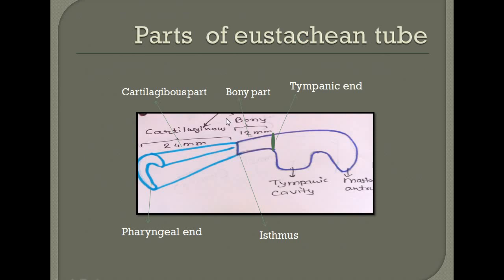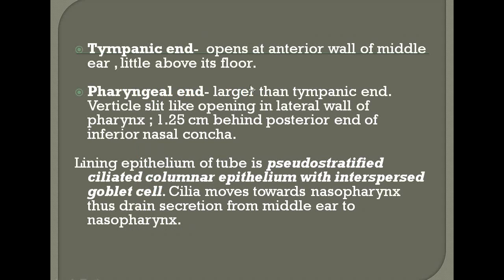Here just now we have seen this bony part and cartilaginous part. Bony part is 12 mm long while cartilaginous part is 24 mm long. Tympanic end opens at anterior wall of middle ear, little above its floor, while pharyngeal end of the tube is larger than tympanic end. It is a vertical slit-like opening in lateral wall of pharynx. It is 1.25 cm behind posterior end of inferior nasal concha.